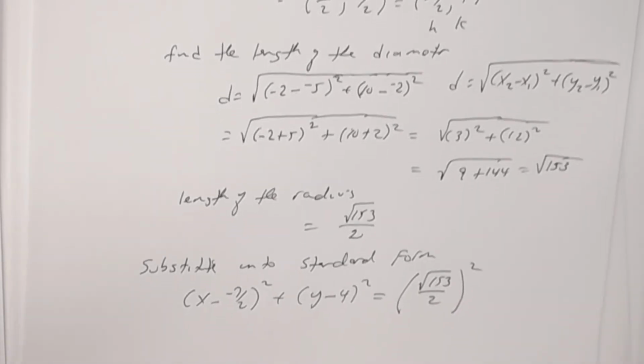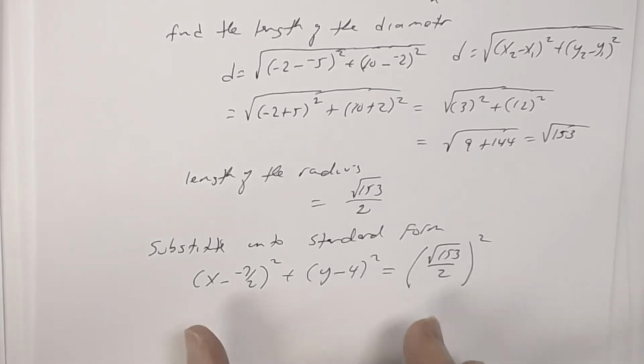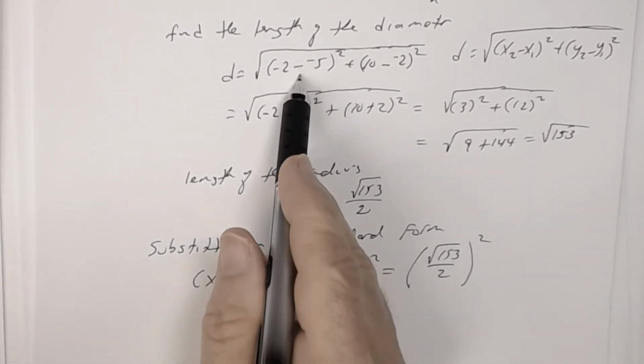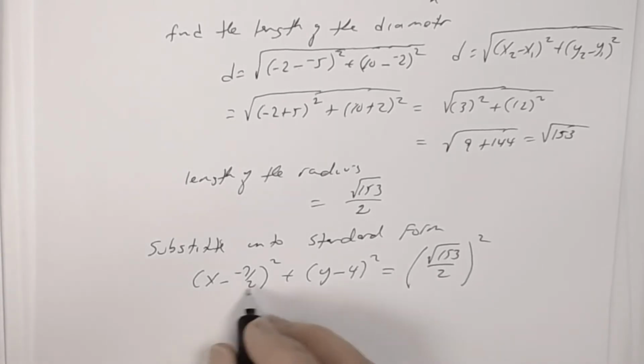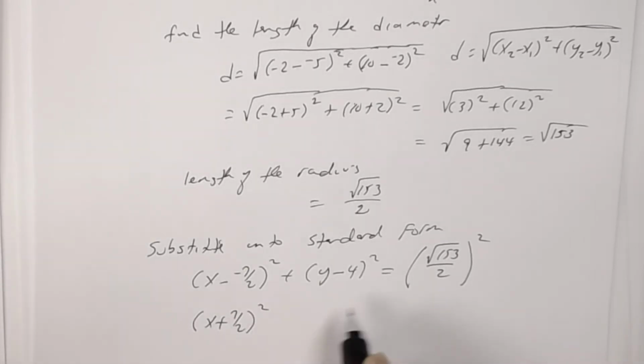Now don't write your answer like this, because we do expect you to go further with some of this. Remember that x subtract -7 halves, just like we did with the earlier subtraction, means x plus 7 halves. So you've got to rewrite it like this. That's how we expect you to rewrite it.